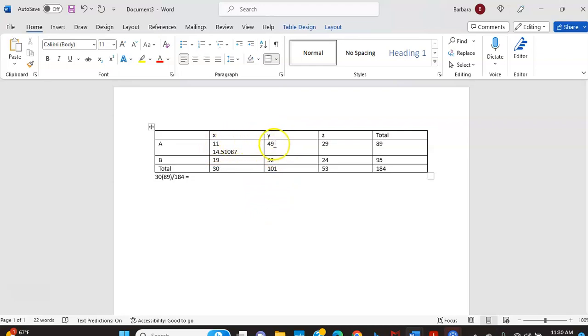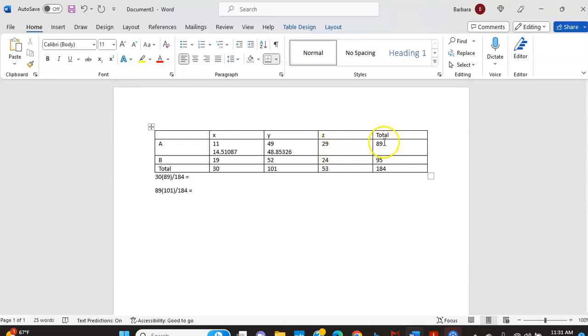All right, same thing for this next one. I'm going to look across from 49. This total is 89, and then down below 49, it's 101. So I'm going to do 89 times 101 divided by 184, and that is 48.85326.